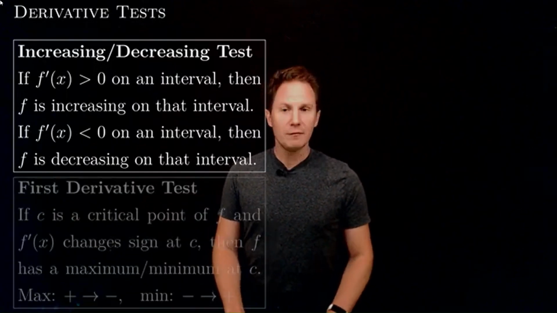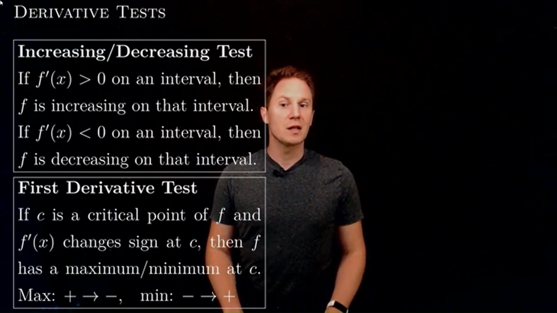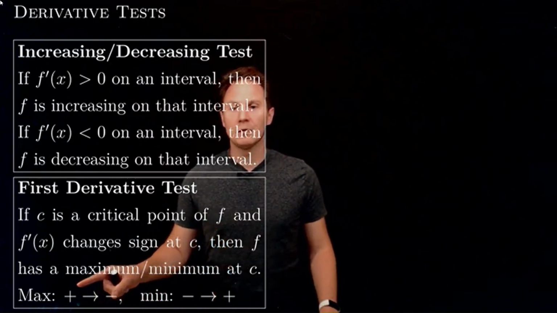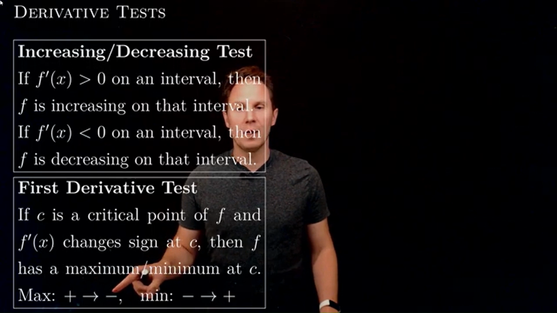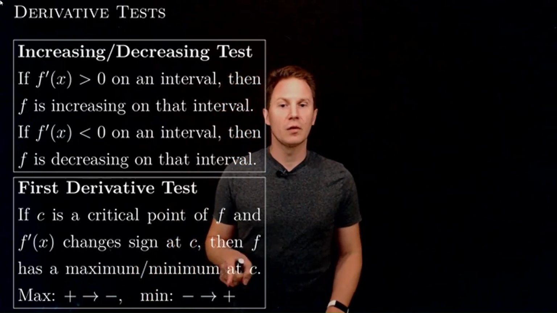Then we have the first derivative test, which tells us that if we have a critical point c, at which the first derivative of our function changes sign, then the function must have a maximum or a minimum at c. A maximum if the first derivative goes from positive values to negative values, and a minimum if the first derivative goes from being negative to positive.